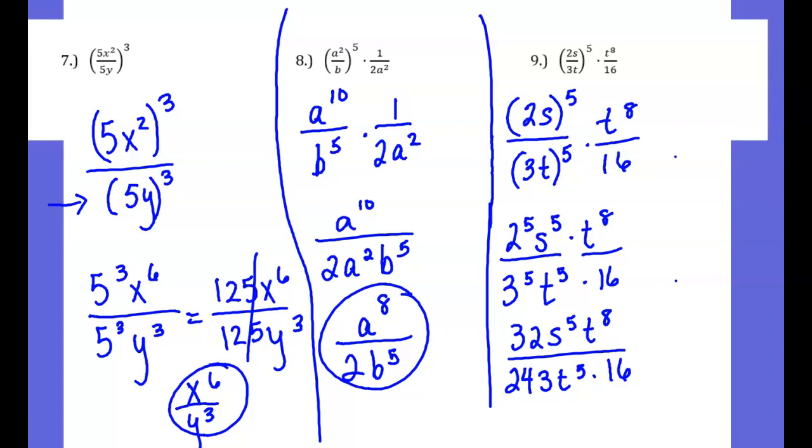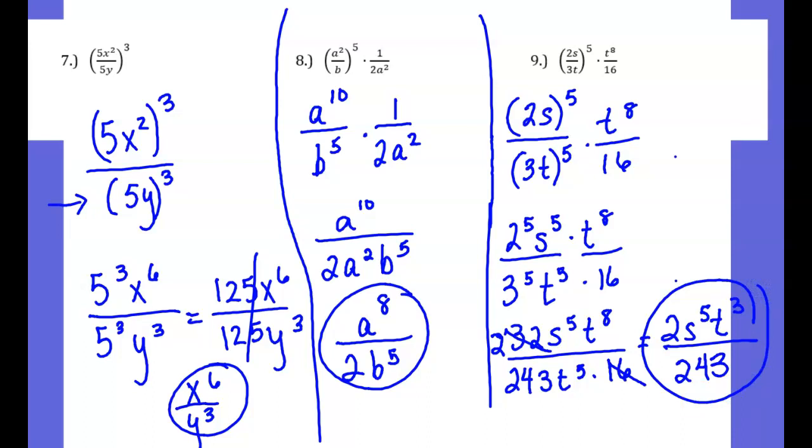At this point, I could multiply 243 times 16 and get a really big number, or I could recognize that 16 is a factor of 32. 32 divided by 16 is just 2. So we got the 2 in the numerator. Now we've got a t to the 8th divided by t to the 5th. That's going to be a t to the 3rd power. So we're left with 2s to the 5th, t to the 3rd, all divided by 243. Okay, so that was a little tricky.